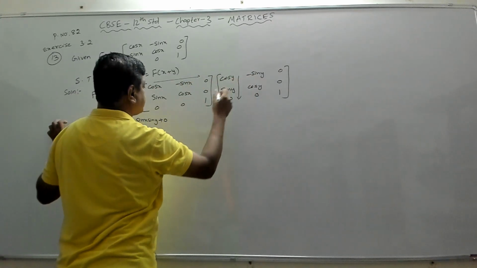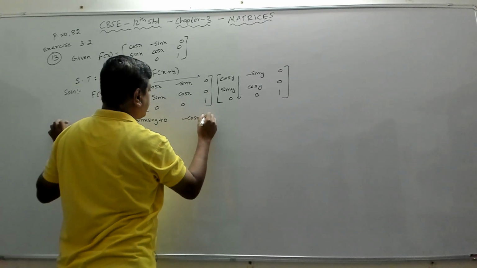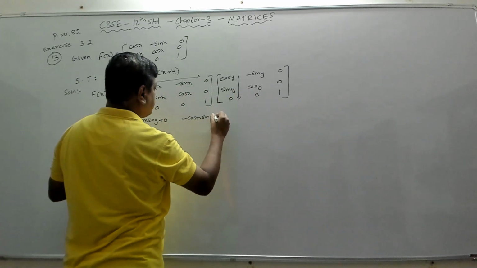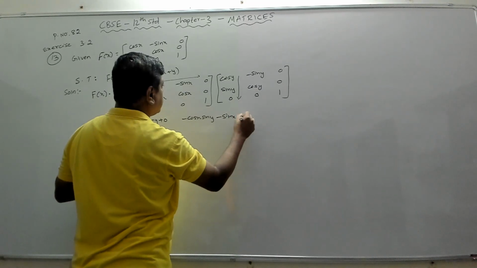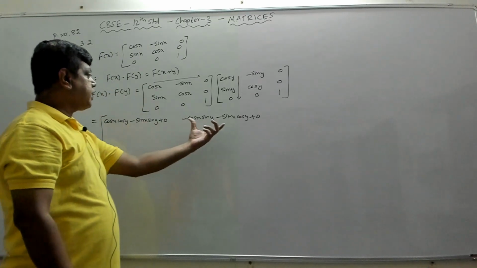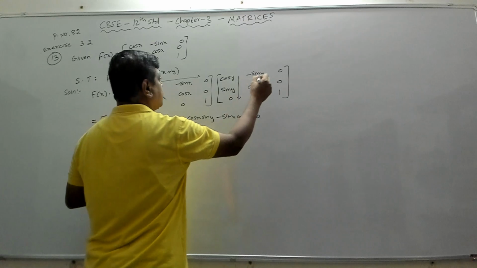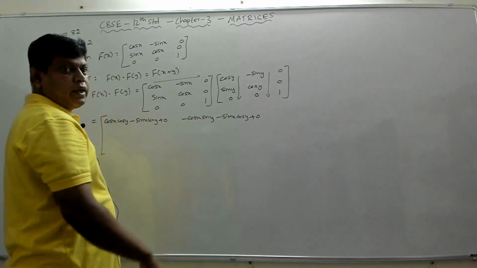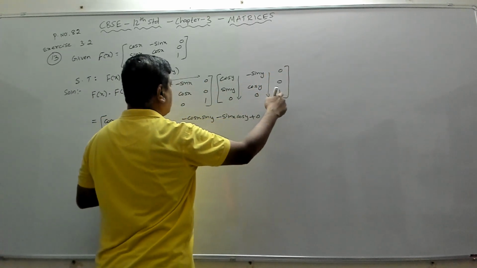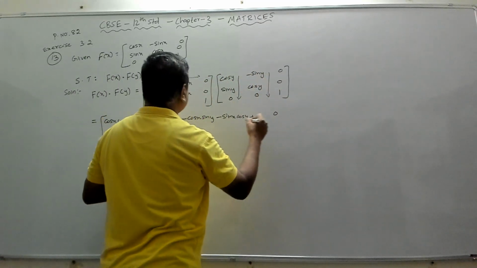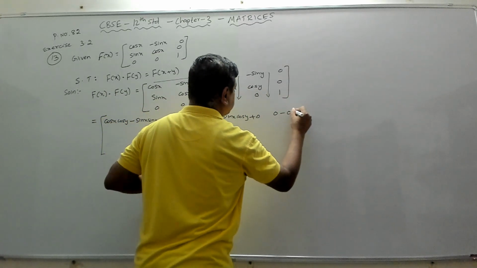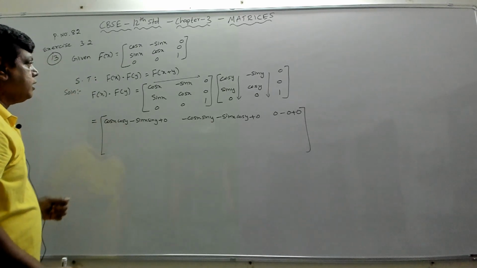So cos x into minus sin y is minus cos x sin y, plus minus sin x cos y. Again it will become minus sin x cos y. Then 0 with 0 will give you 0. That is your second element, obtained by multiplying the first row with the second column. Then again the first row with the third column. So cos x into 0 is 0, minus sin x into 0 is minus 0, plus 0 into 1 is 0. So this is your first row.